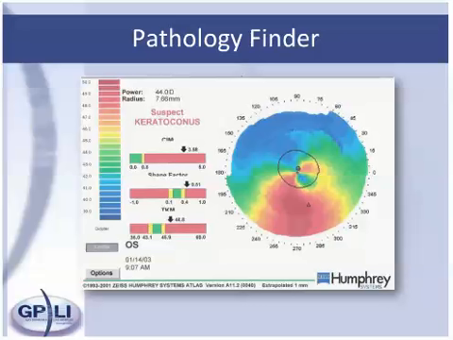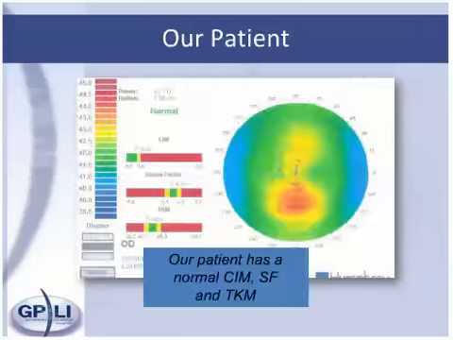The pathology finder may be useful in diagnosing keratoconus. For example, in this patient, it takes into account a high corneal irregularity measure, a high shape factor, and a high mean toric keratometry value. Our patient has a normal corneal irregularity measure, shape factor, and mean toric keratometry value.